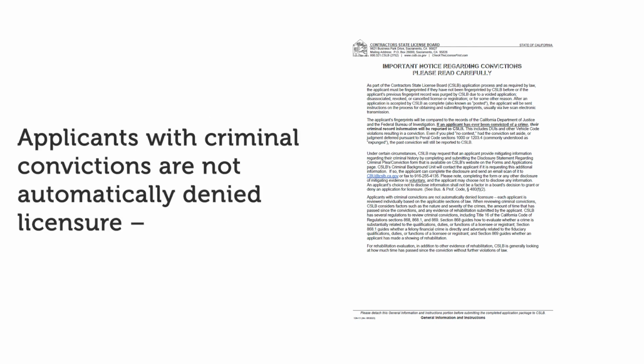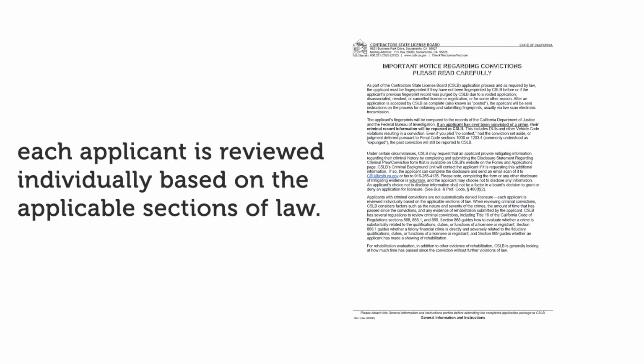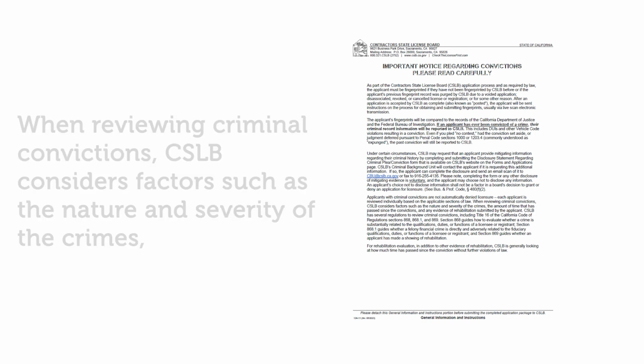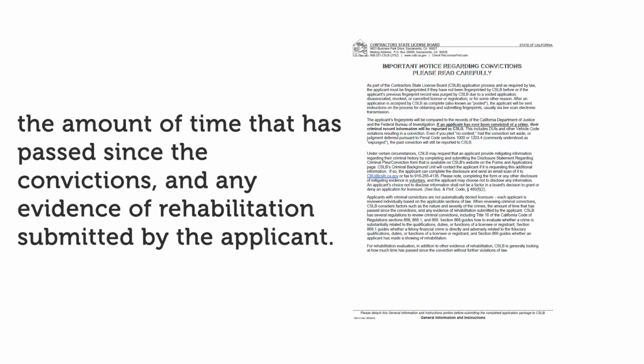Applicants with criminal convictions are not automatically denied licensure. Each applicant is reviewed individually based on the applicable sections of law. When reviewing criminal convictions, CSLB considers factors such as the nature and severity of the crimes, the amount of time that has passed since the convictions, and any evidence of rehabilitation submitted by the applicant.